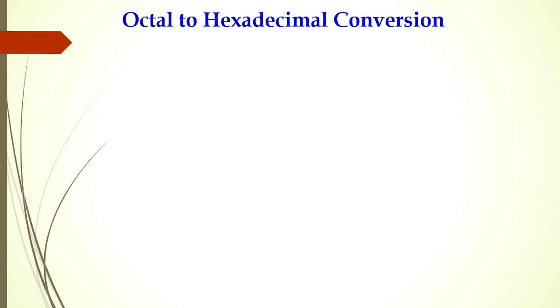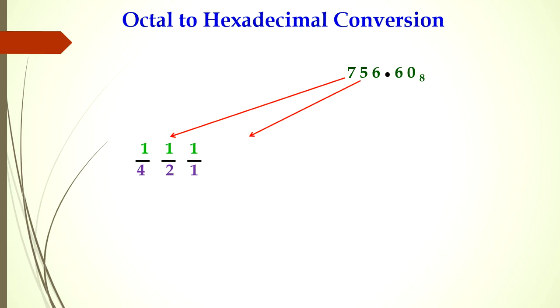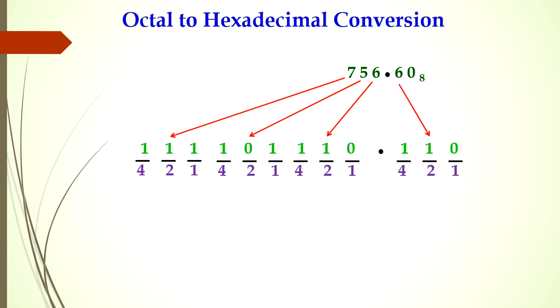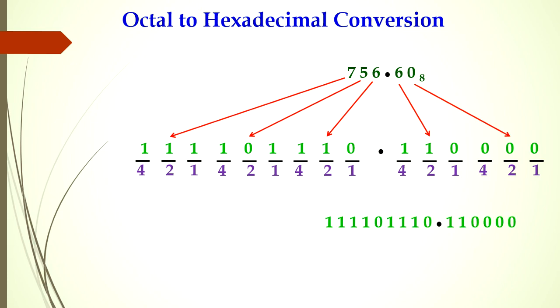Now we can have an example with a fractional value. Here the same process has to be repeated. First we convert each digit into its binary equivalent, using the same 421 code. So for 7 it will be 111, for 5 it is 101, for 6 it will be 110, and then for the next 6 the same 110, and for 0 it is 000. So the binary equivalent will be like this.